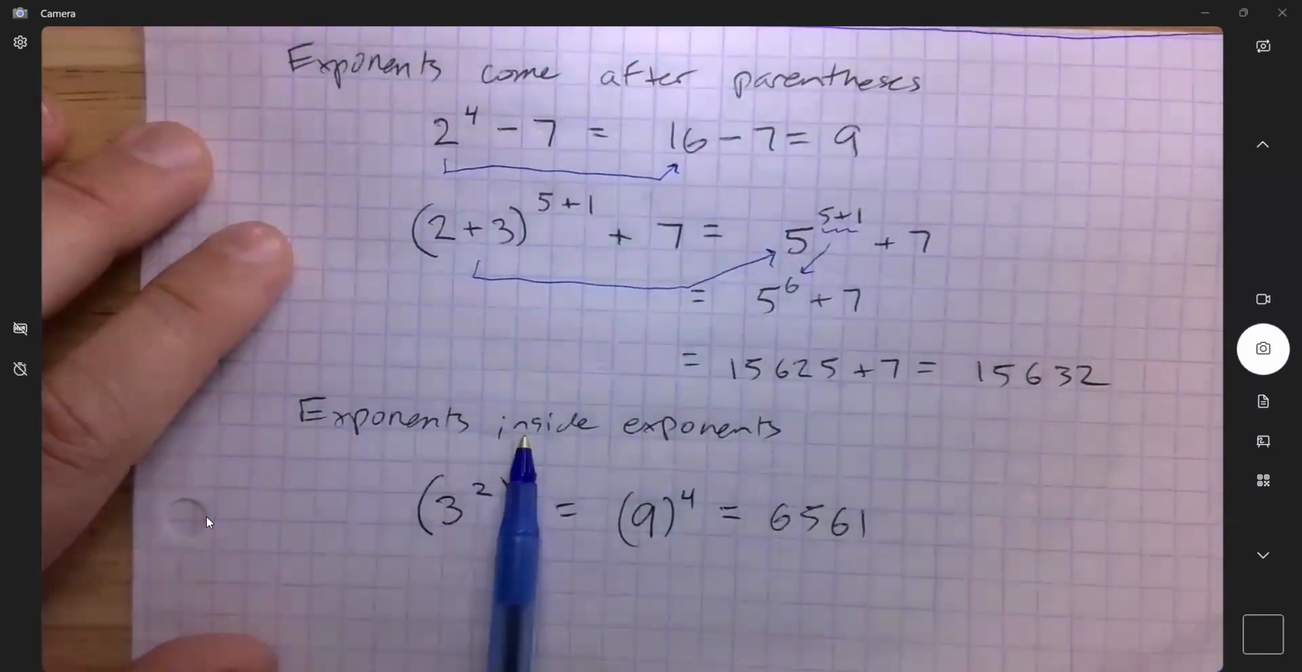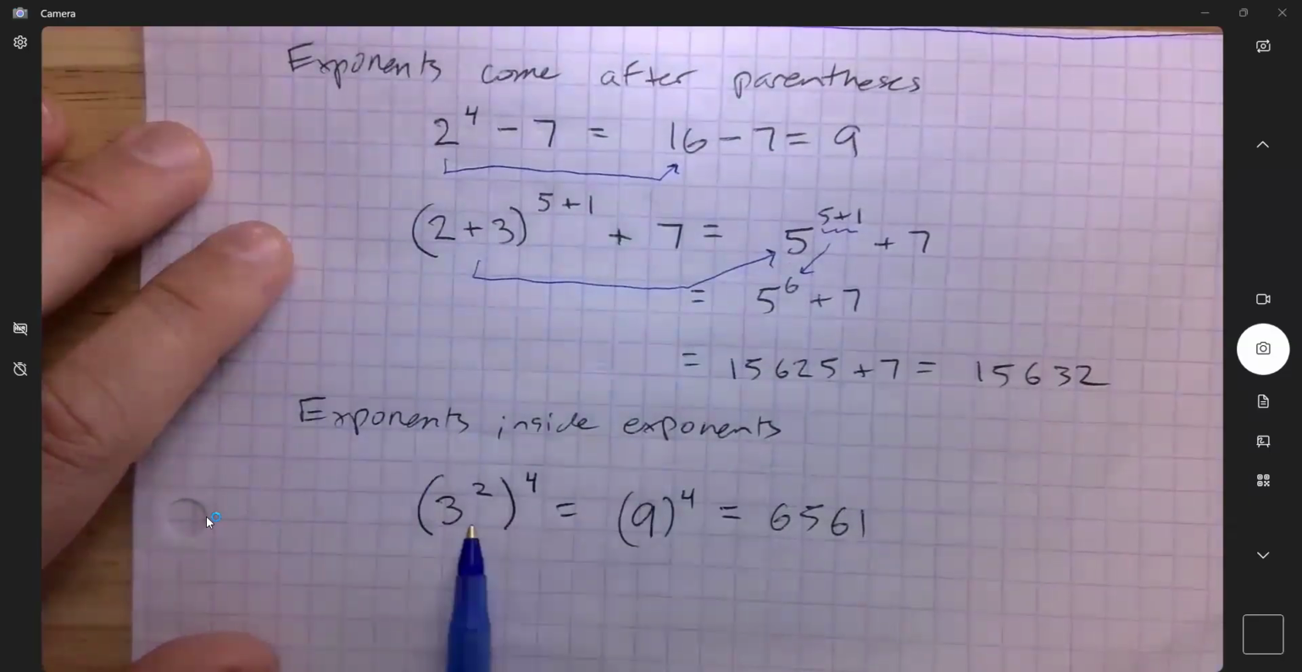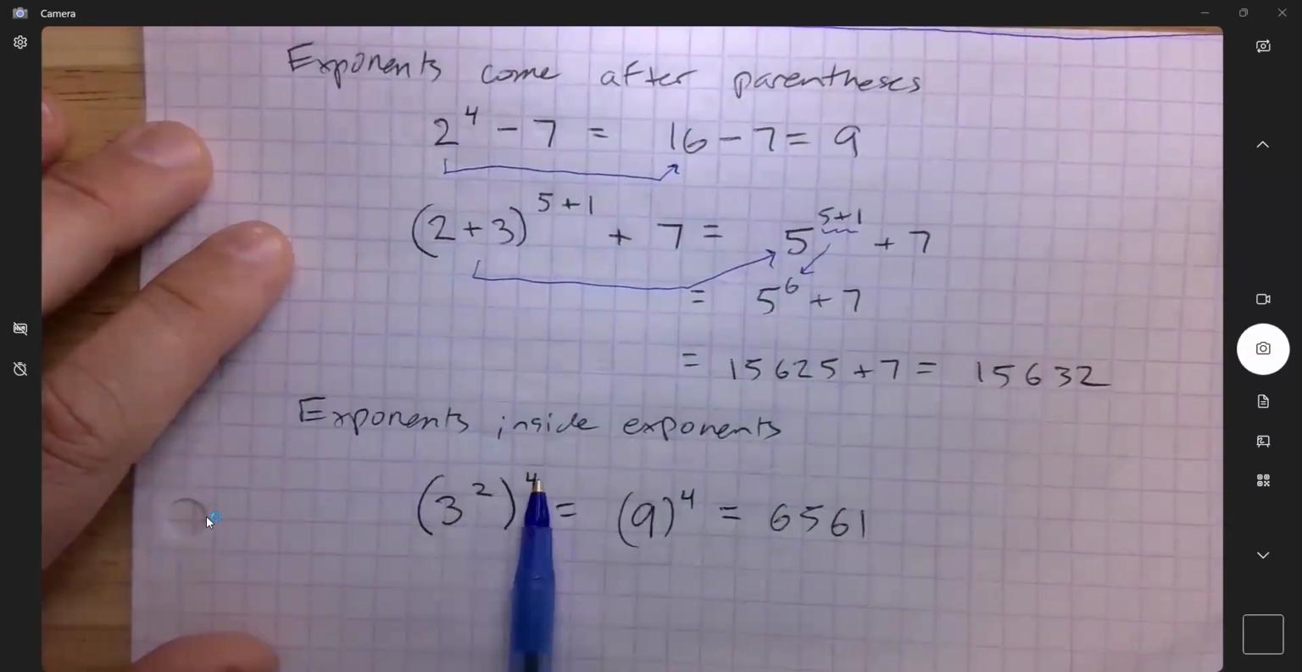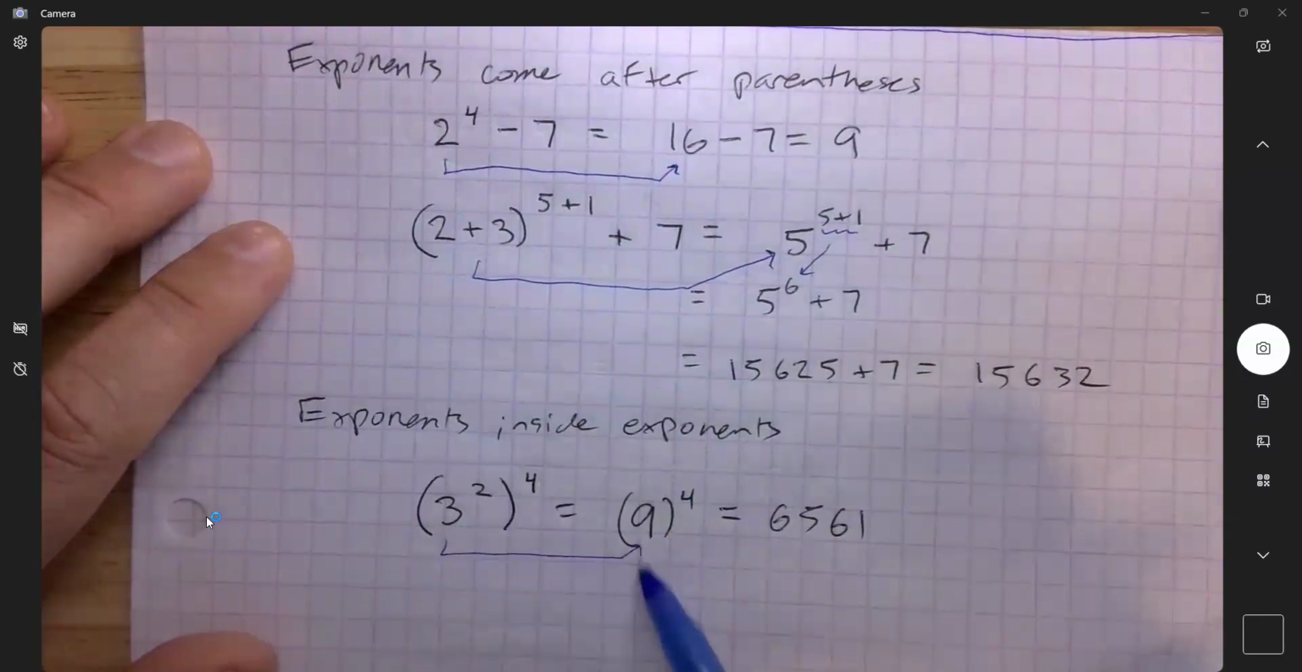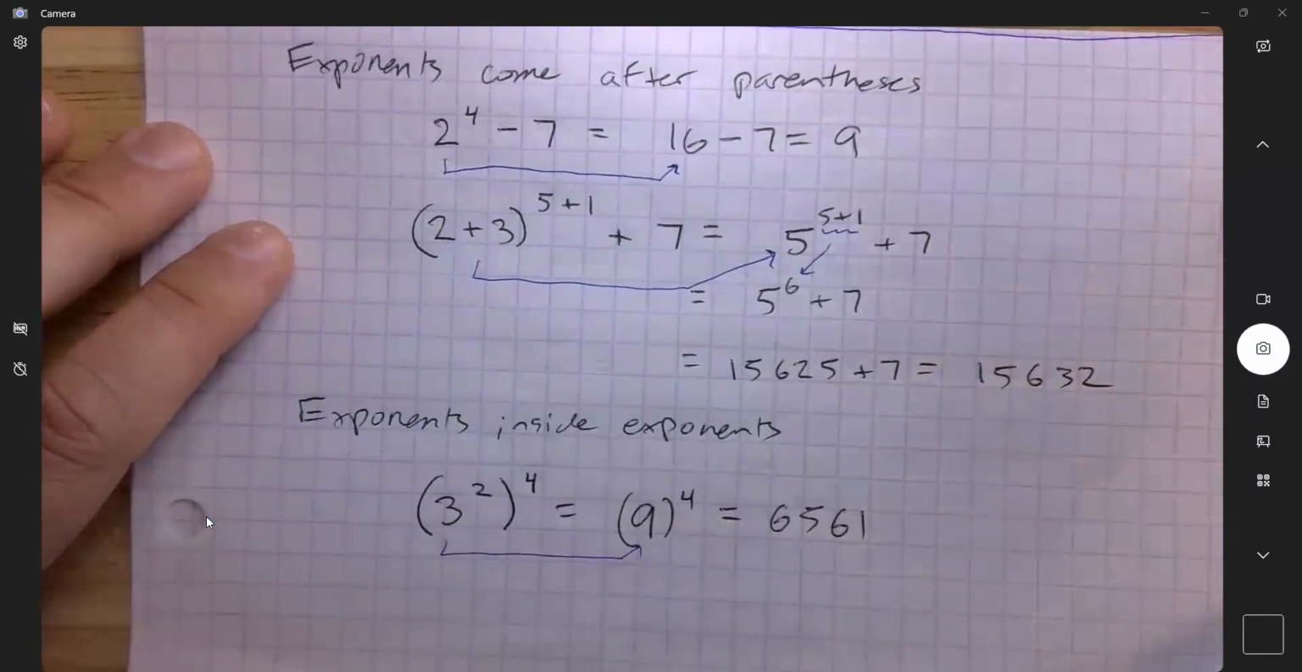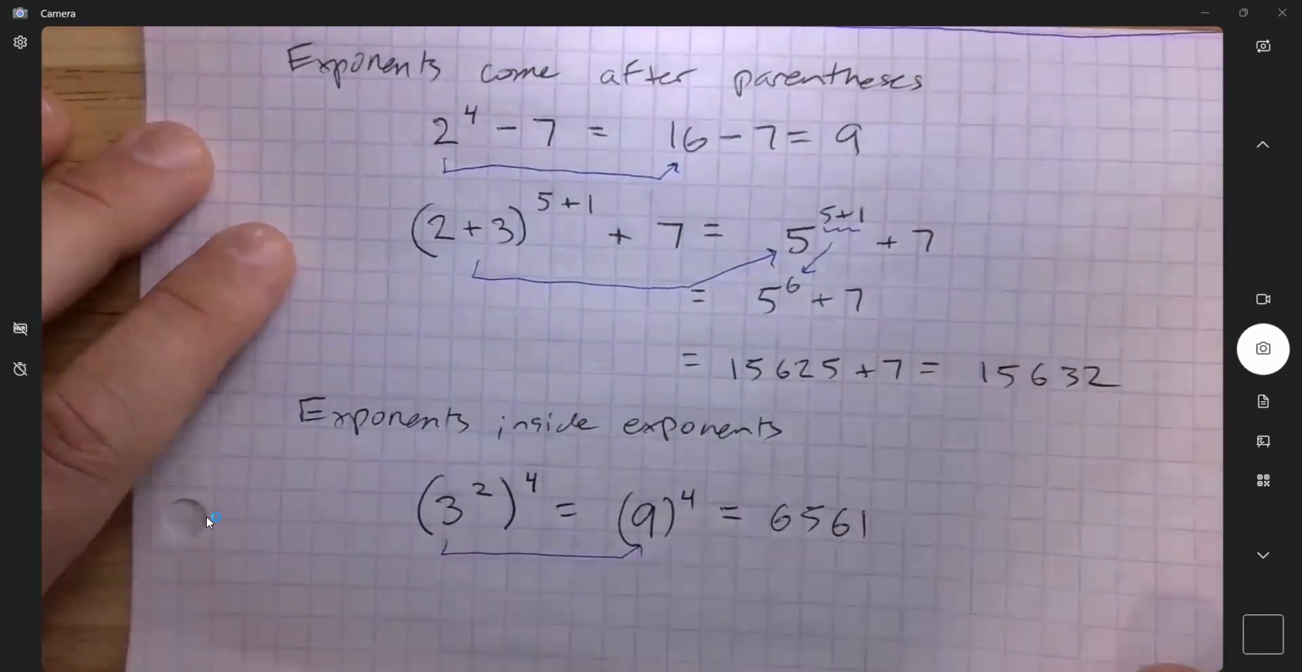If you have exponents inside exponents, you just do the inner exponent first. 3 squared to the 4th. 3 squared is 9. And 9 to the 4th is 6,561. That takes care of the exponents.